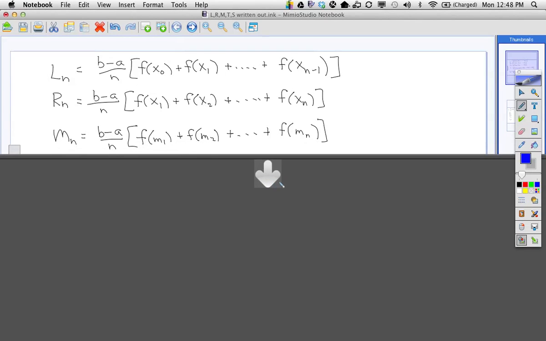Okay, next one's a midpoint. For midpoint, I just put M1, because the midpoint is halfway between x0 and x1. So we'll just call it M1, M2, meaning first midpoint, second midpoint, third midpoint, to the last midpoint. But again, we just take the width out. So those three are all Riemann sums. Those are all rectangles, with the width factored out. Inside the parentheses are the heights.